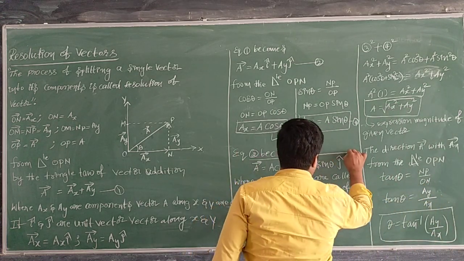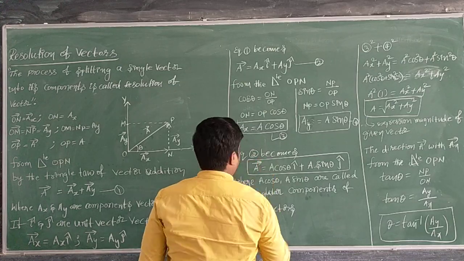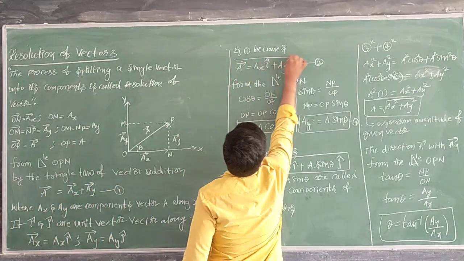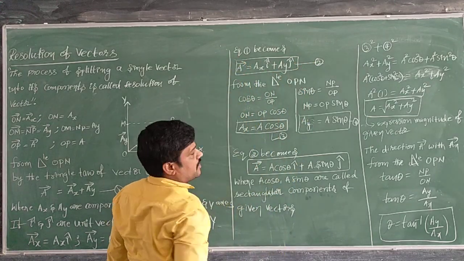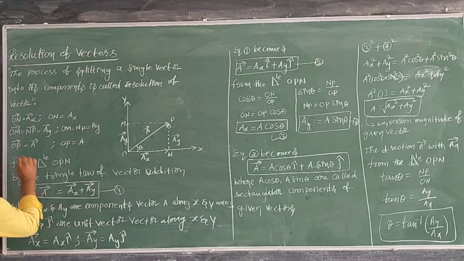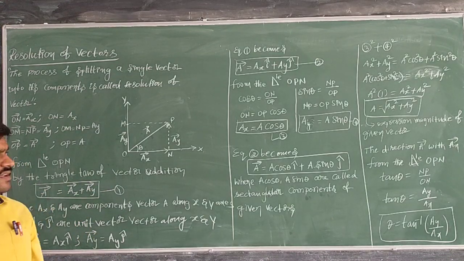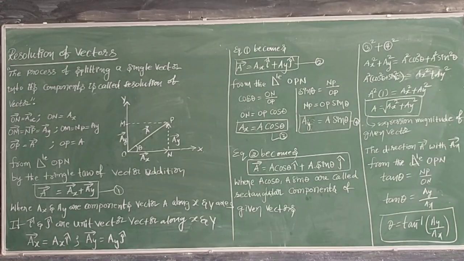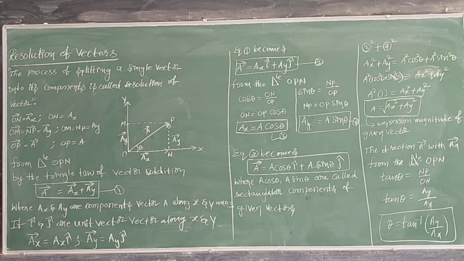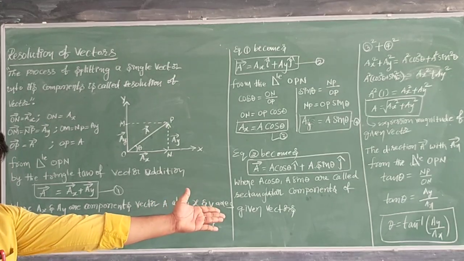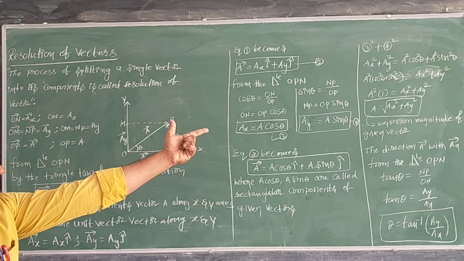Here, vector a bar I have written in terms of a cos theta and a sin theta, in terms of the unit vector, and in terms of the components of the vector. So if a vector is lying in a plane, how can we write the given vector? What is the direction formula of the vector? And what is the magnitude formula of the given vector?